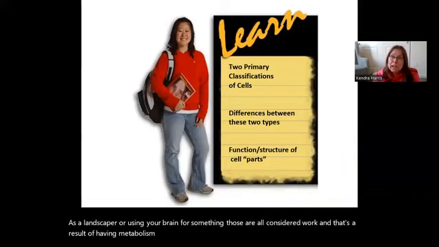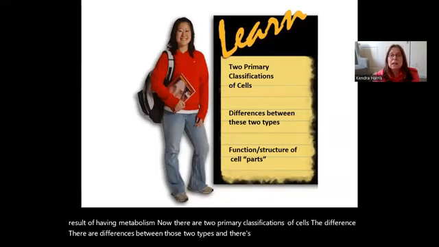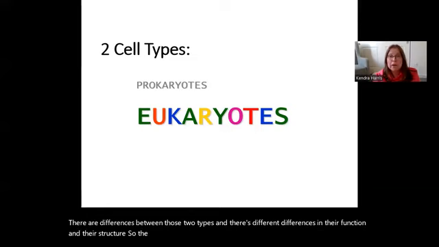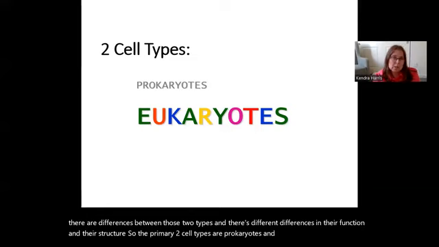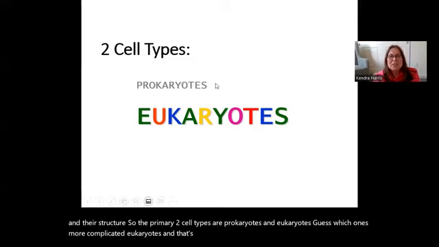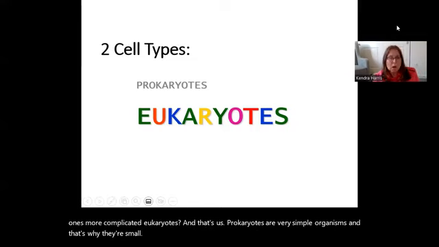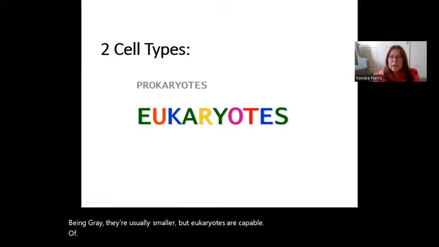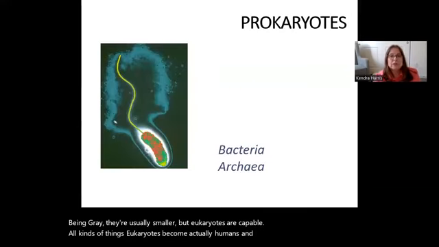Now, there are two primary classifications of cells. There are differences between those two types, in their function and their structure. The two primary cell types are prokaryotes and eukaryotes. Guess which one's more complicated? Eukaryotes, and that's us. Prokaryotes are very simple organisms, and that's why they're small and in gray. They're usually smaller, but eukaryotes are capable of all kinds of things. Eukaryotes become humans and animals and all that other stuff.